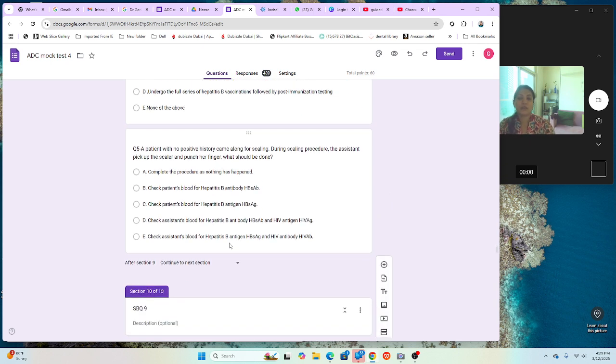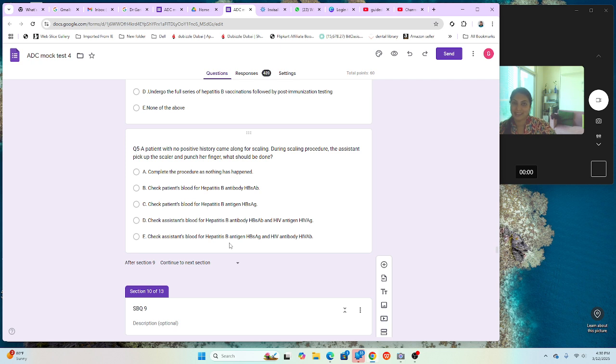A patient with no positive history came along for scaling. No positive history, that's what the patient has told you. Do you believe all the patients? Never. Never. On your life, never. Yes, you do take the history, and even though you should have the best of belief, never ever trust the patient. During the scaling procedure, the assistant picks up the scaler and punches her finger. What should be done?